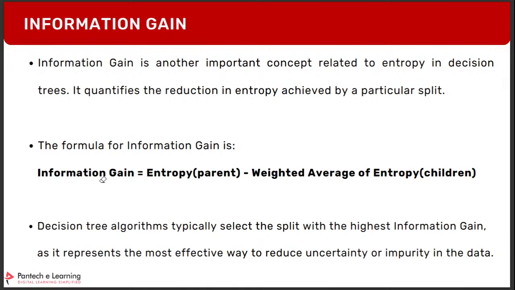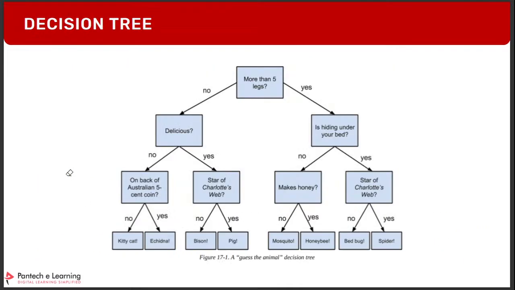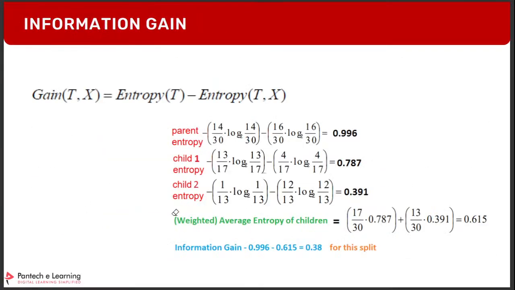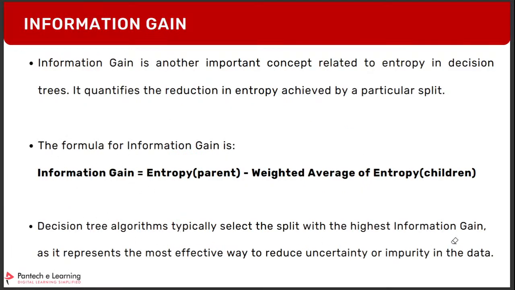The formula is: information gain equals the entropy of the parent, that is the parent node, minus the weighted average of the entropy of the children. What is this weighted average? I'll tell you. Finally you will get a value for information gain, and the split or order of questions with the highest information gain will be your best fit. If the information gain is high, then the entropy value will be low. That is the idea behind it, so you achieve both low entropy and high information gain.